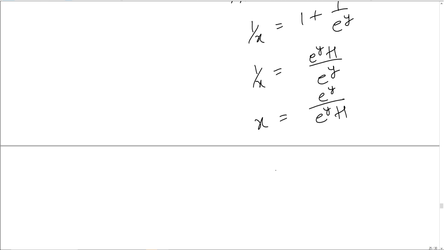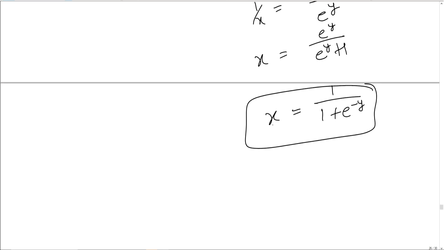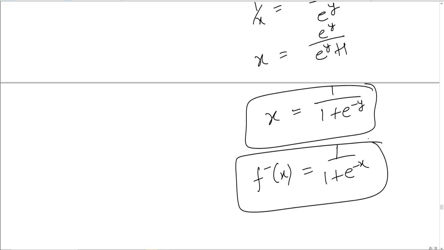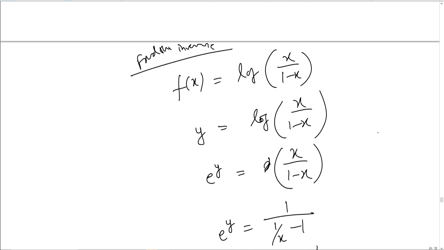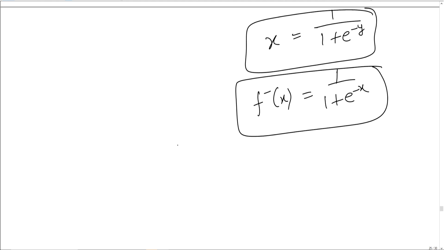So, if you want, you can further simplify it. If you divide both numerator and denominator by e to the power y, this would look like this: 1 by 1 plus e to the power minus y. Now, to get the inverse function, you can replace x by f inverse x and you can replace y by x. Okay. So, this is the inverse function of our logit function, f of x equals log of x divided by 1 minus x. Okay. So, this is the inverse function. Now, this inverse function is actually called the sigmoid function.